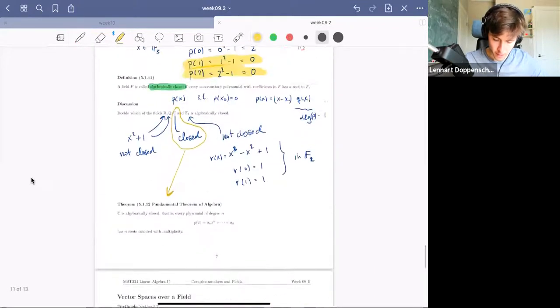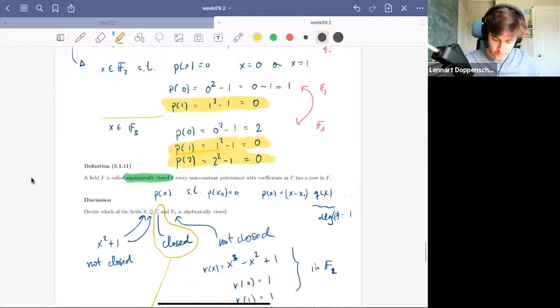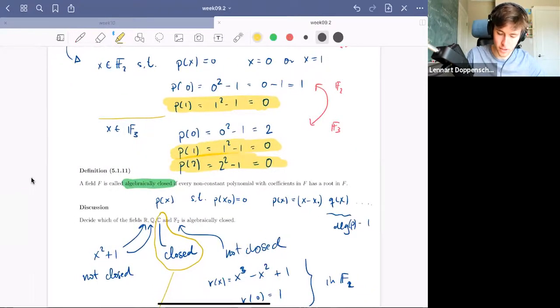Algebraically closed means that a non-constant polynomial with coefficients in F also has a root in F. This is just something that the book also defines.